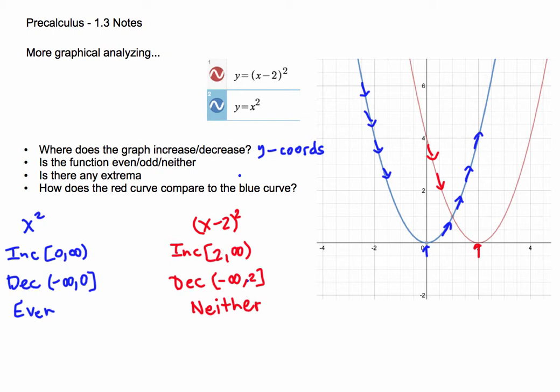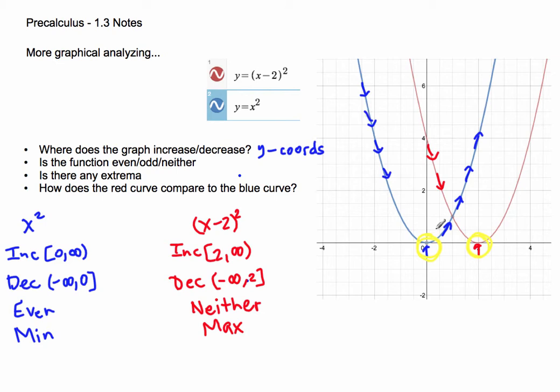Is there any extrema? There sure is. You'll notice that on both of these guys, we have a vertex. And the vertex is what we would call a minimum for this particular problem. And so on this problem, it does have an extrema. It's got a minimum value. So we would say that it's a minimum on both. Now, some quadratics would have a maximum, and we're going to see that there are other polynomials that have several of these.